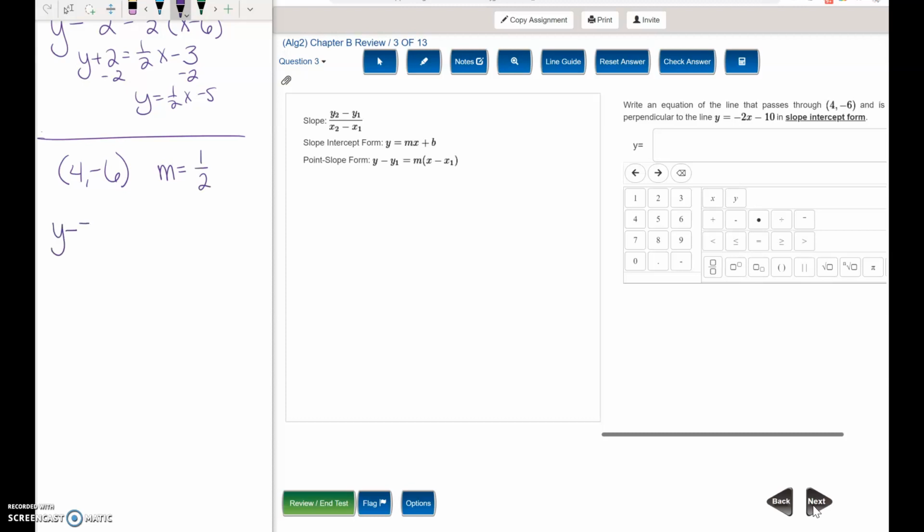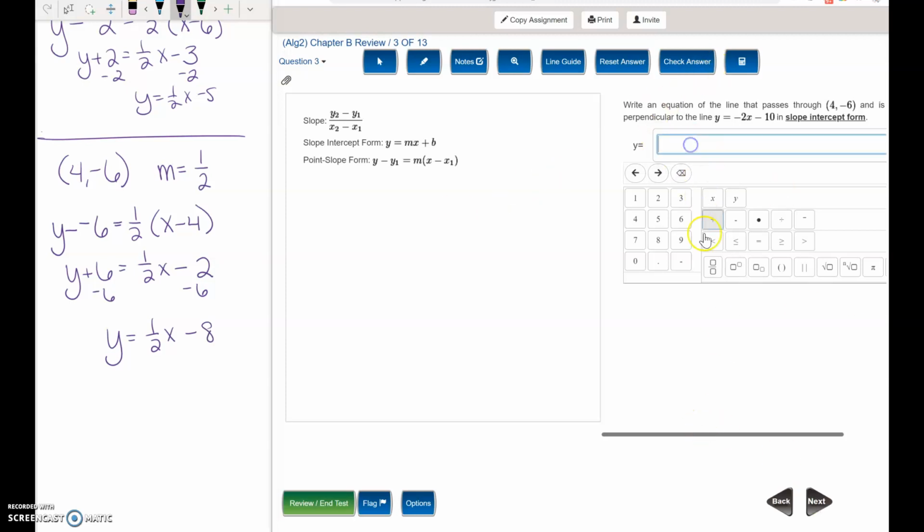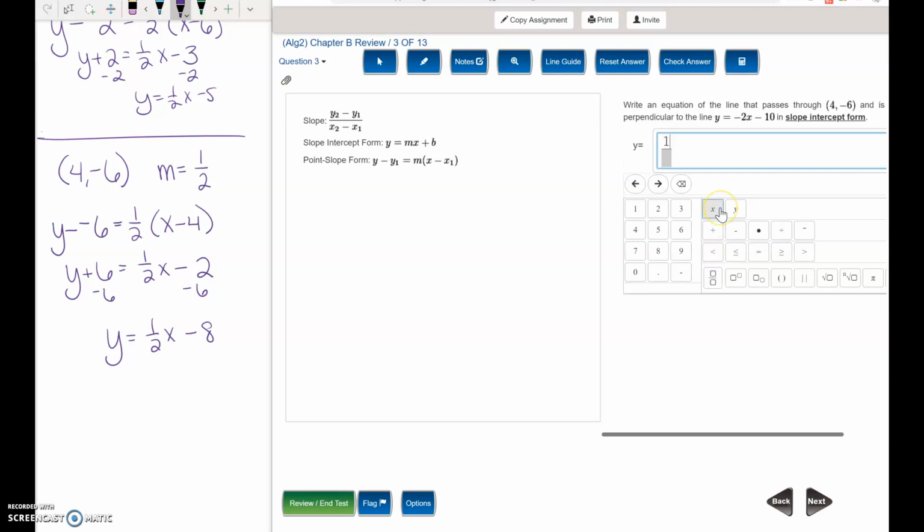So y minus a negative 6 equals positive 1/2 times x minus 4. 1/2 x minus 2. Subtract 6 on both sides. 1/2 x minus 8. It's a lot of 1/2s in here, aren't there? y equals 1/2 x minus 8.